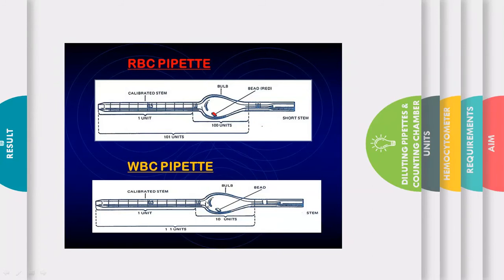Now see, these are the WBC pipettes. They contain the white bead. These are the markings: 0.5, 100, 101, and 0.5, 10 units and 11.